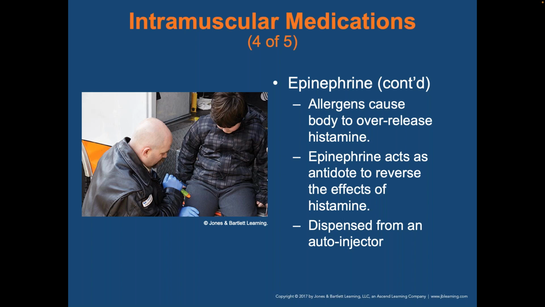The adult dose is 0.3 milligrams. That's the adult dose. Make sure you put the 0, the decimal point, and the 3, not .3, because that can be confusing, right? The pediatric dose is 0.15 milligrams.